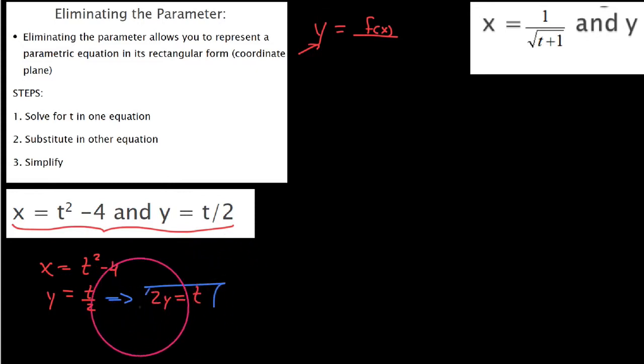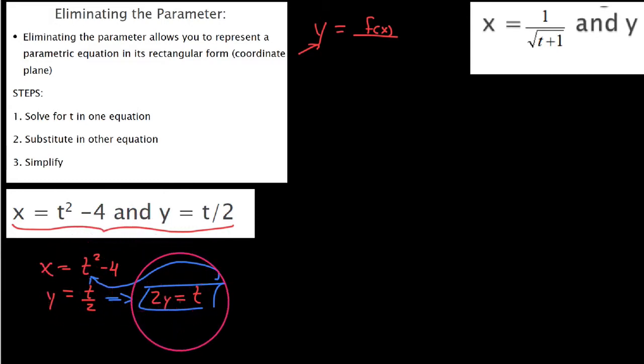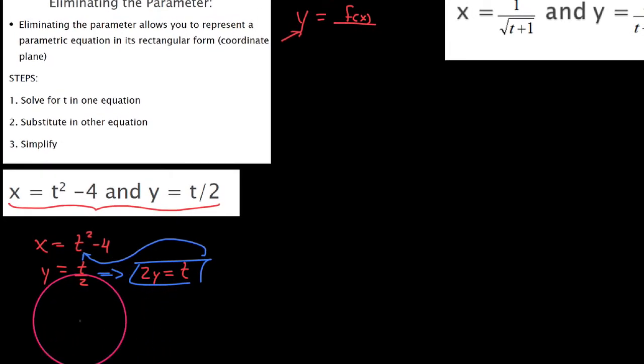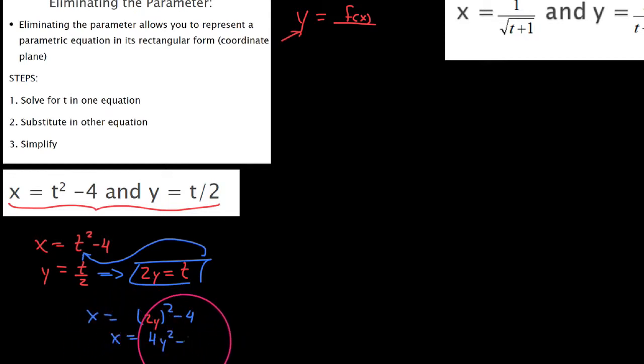And so if this is the case, then we're going to take this and plug it back into this equation. Excuse me. And so we get x equals our t value squared minus 4, where the t value is just 2y. So we really get x equals 4y squared minus 4.